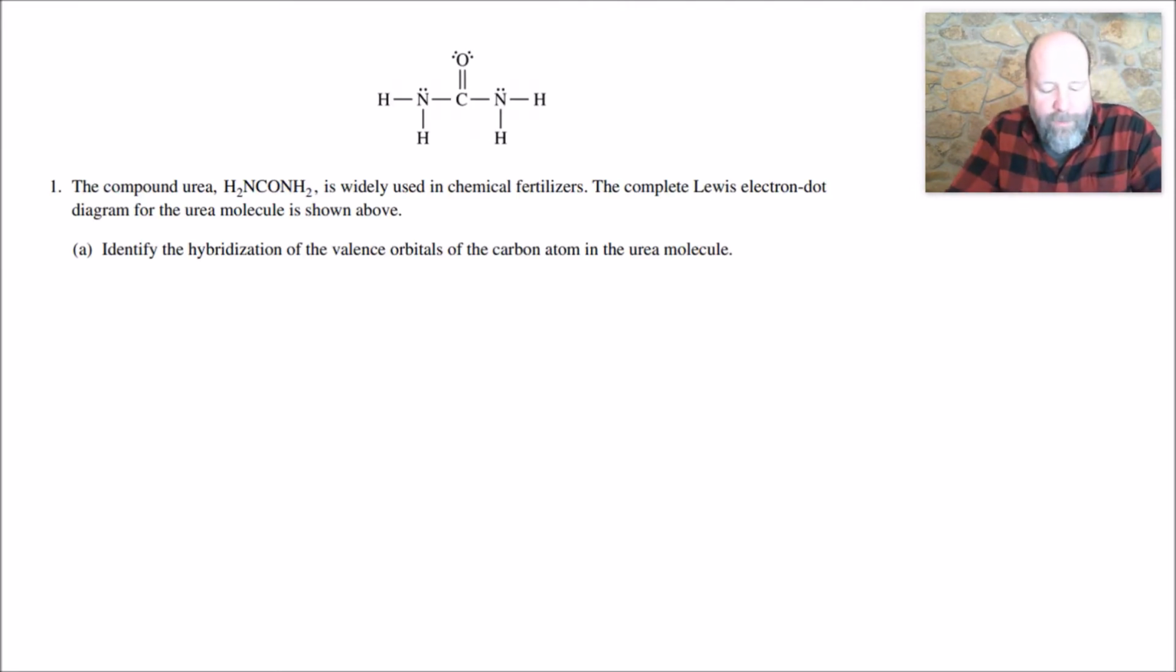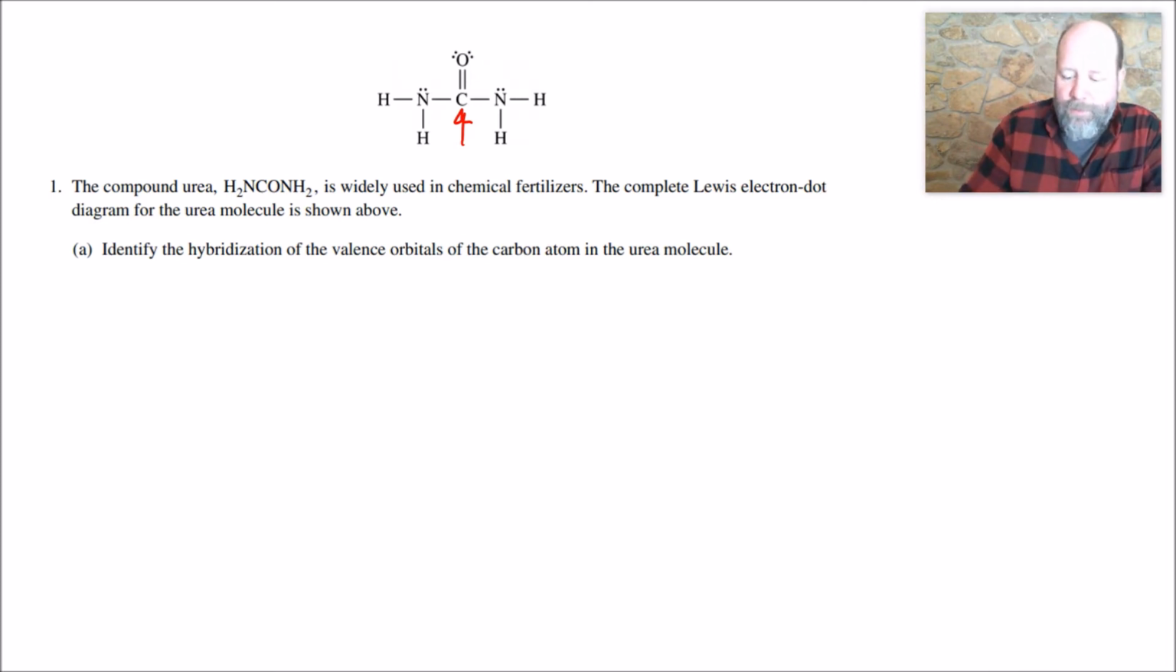So this first question here, we've got a little Lewis dot structure of urea. The first question says, what's the hybridization of the valence orbitals of the carbon atom in the urea molecule? So there's a carbon atom right there. There's only one of them. Now, identify the hybridization of the valence orbitals of the carbon atom, right? That's a lot of words, but this is just hybridization.